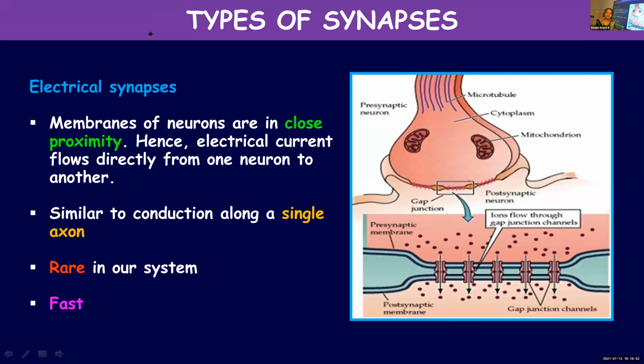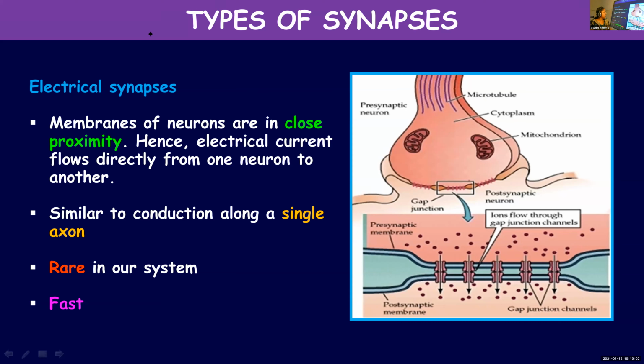The transmission of impulses along an electrical synapse will be very fast. So these are the points you need to know about electrical synapses. First of all, it is very fast. It's rare in our system, meaning it's more common in invertebrates than in vertebrates.